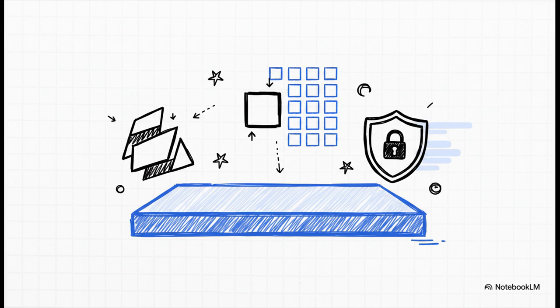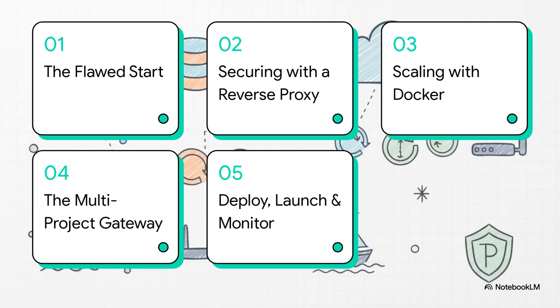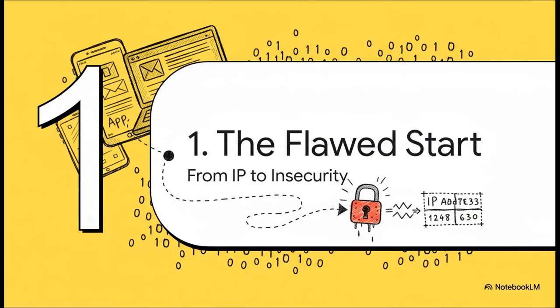This isn't just about throwing an app online and calling it a day. Nope. This is about building a really robust system that can grow with your project and handle real-world traffic securely. So, what's the game plan? Well, we're going to start with a really common mistake that a ton of developers make. Then we'll just systematically add layers of security, scalability, and control until we have a setup that's truly ready for production. All right, let's start where pretty much everyone starts.